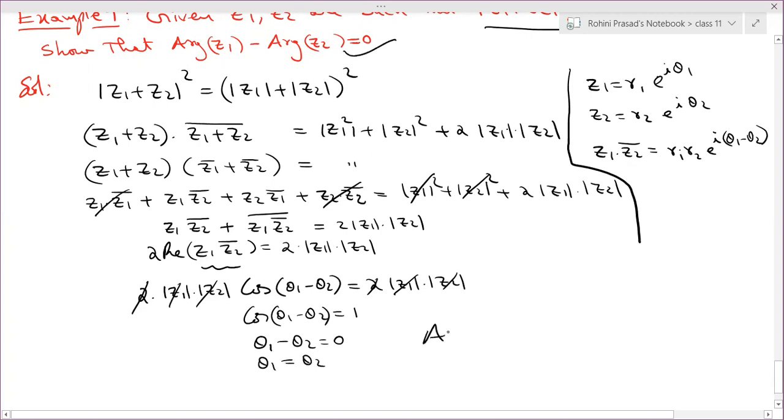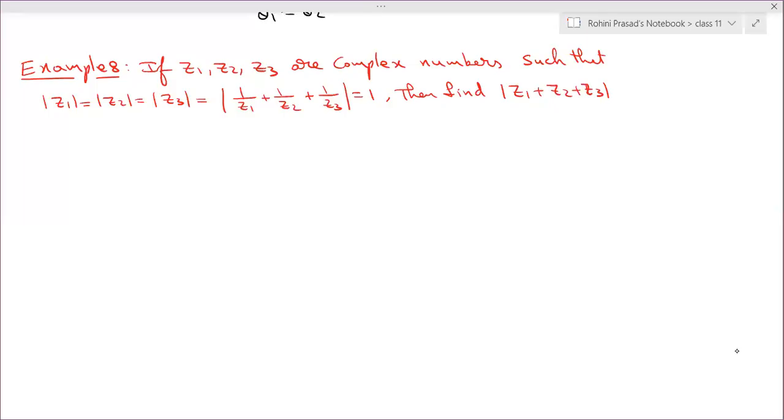Argument of Z1 equal to argument of Z2. We couldn't avoid taking the polar form. So instead of doing this calculation in Cartesian form, the Z1, Z2 form, and at the end substituting Z1, Z2 in terms of polar form, from the beginning you can also take Z1, Z2 as R1 e power I theta 1 and so on, and do the calculation completely in polar form.